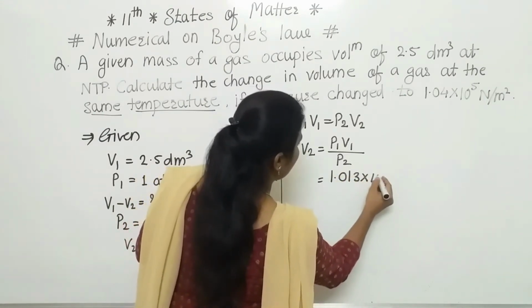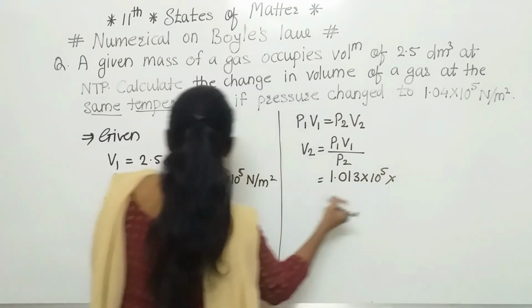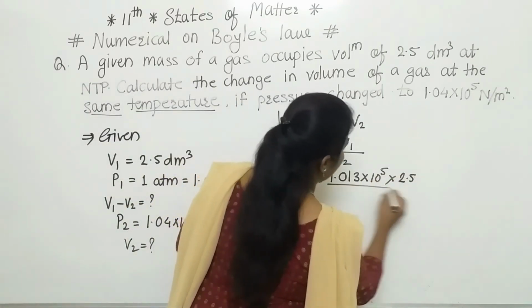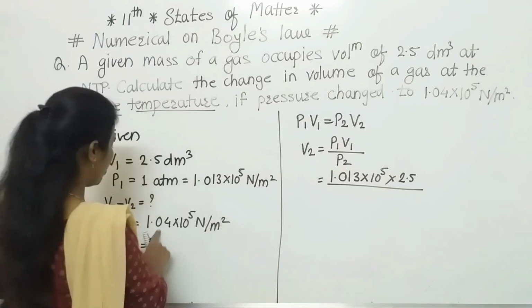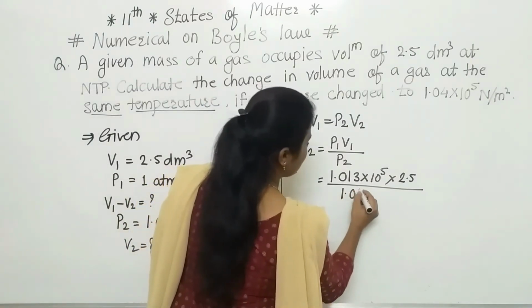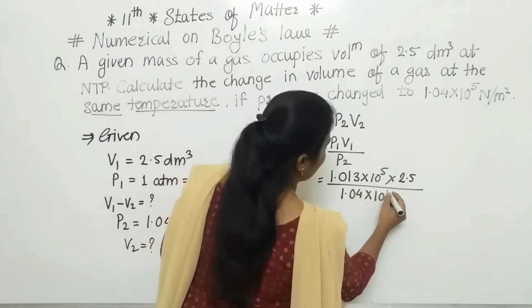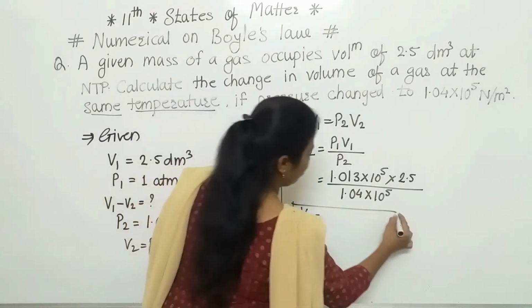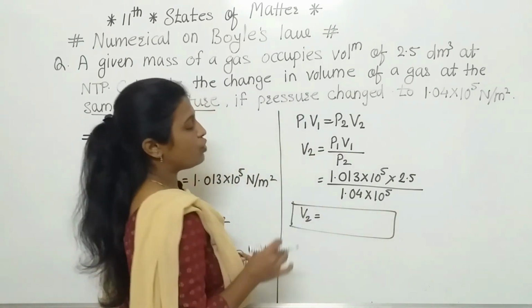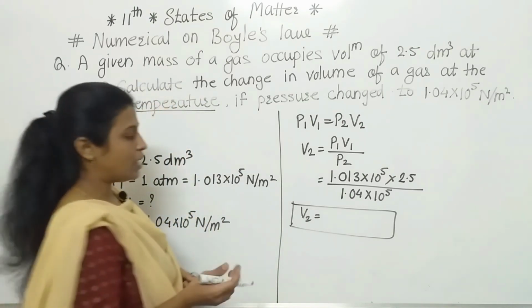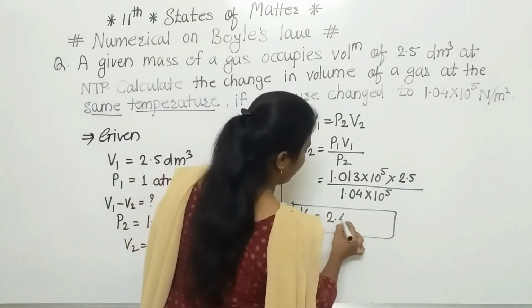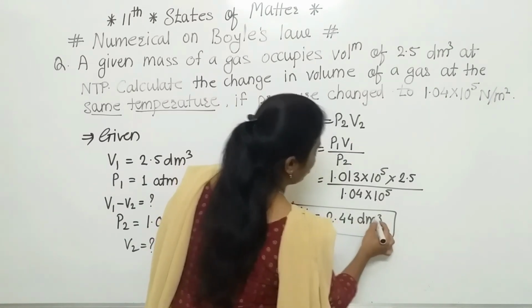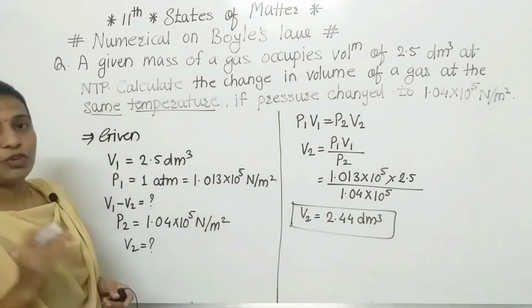1.013 into 10 raised to 5 into V1, which is 2.5 decimeter cube, divided by P2, which is 1.04 into 10 raised to 5. If we calculate V2 after this calculation, we will get the answer, and that answer will be 2.44 decimeter cube. So here we have calculated V2.